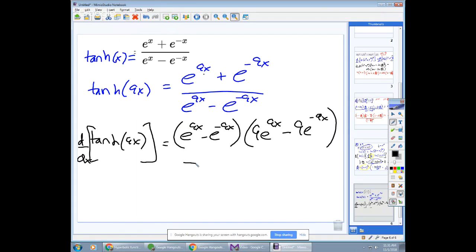So then I have to do minus, leave the top alone this time, so e to the 9x plus e to the negative 9x, and then multiply by the derivative of the bottom, which is going to be 9e to the 9x. And then here I'm going to have minus a negative 9, so it's going to be plus 9e to the 9x.